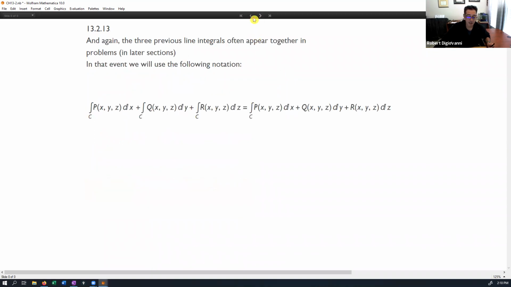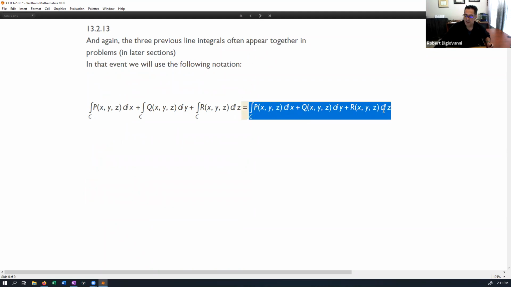Some additional notation. If you see all three of these written together, this is real important as far as notation. If we have a line integral over C of some P function with respect to X, Q with respect to Y, R with respect to Z, it really means just do all three separately.